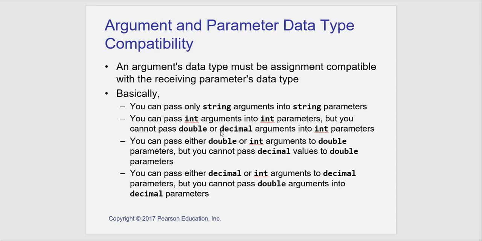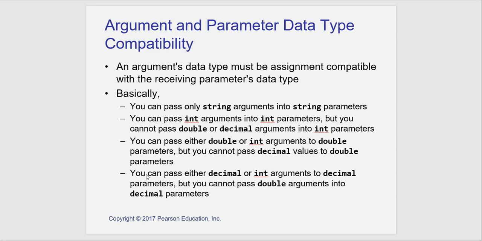Of course, a decimal and a double are, I think, 8 bytes compared to an integer, which is 2 bytes. Of course, it's not going to fit. On the other hand, you can pass an int argument into a double, because the int is only 2 bytes and I think the double is 8 or 16 bytes, so it basically has room to put it in there. But you can't put a double into an integer, it just doesn't have the room.